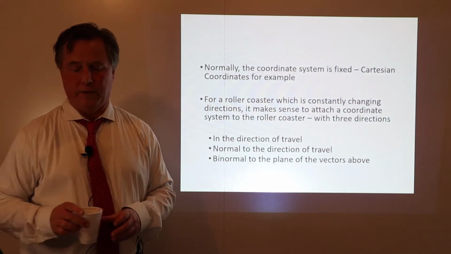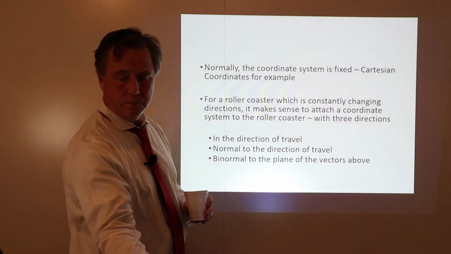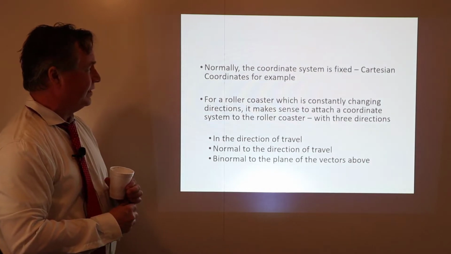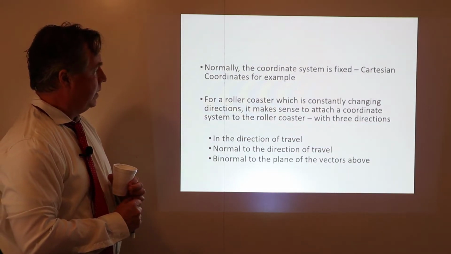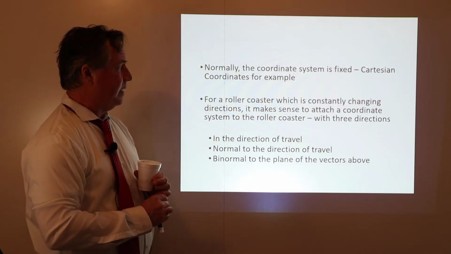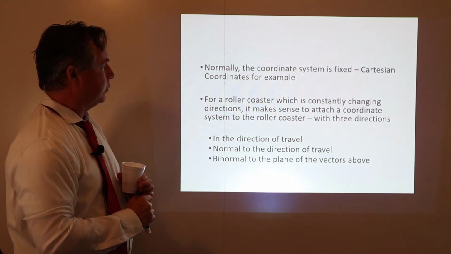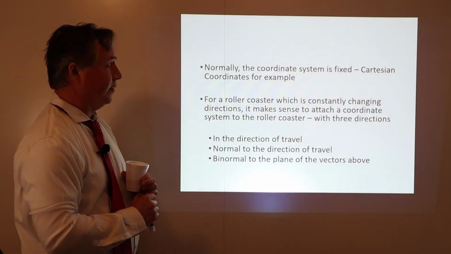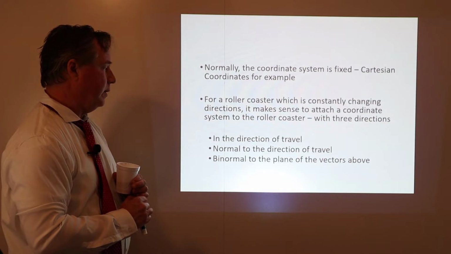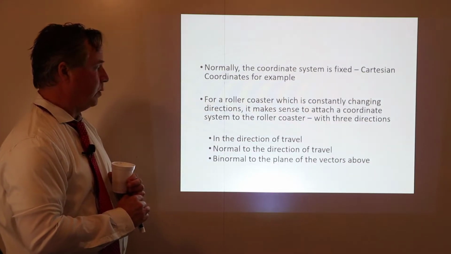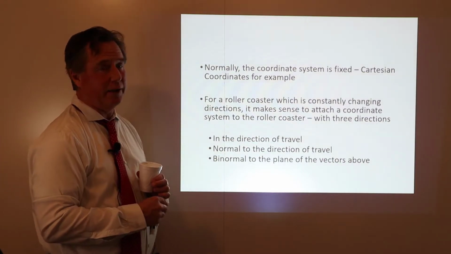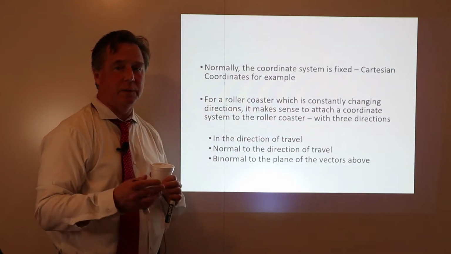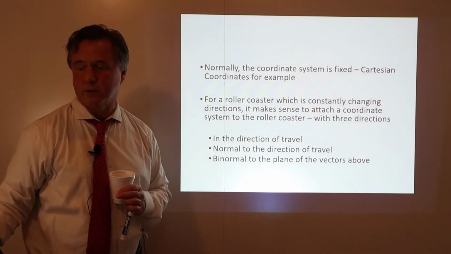Okay, first thing I'm going to do is talk about coordinate systems. Normally, most of you are probably used to using a coordinate system which is fixed. It does not move. In modeling roller coasters, it makes sense to attach a coordinate system to the roller coaster. Such a coordinate system will have three directions. 1, in the direction of travel. 2, normal to the direction of travel, which is 90 degrees to the direction of travel. And 3, binormal to the plane of the vectors above. I'll talk a little bit more about that in the next couple of slides.